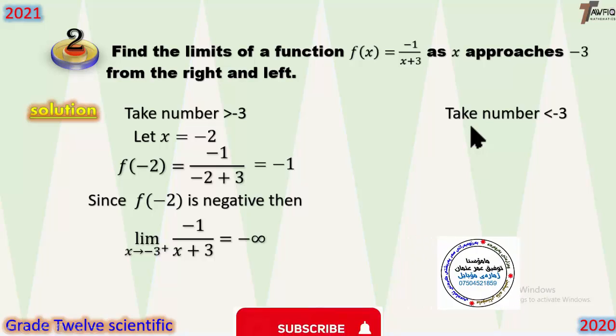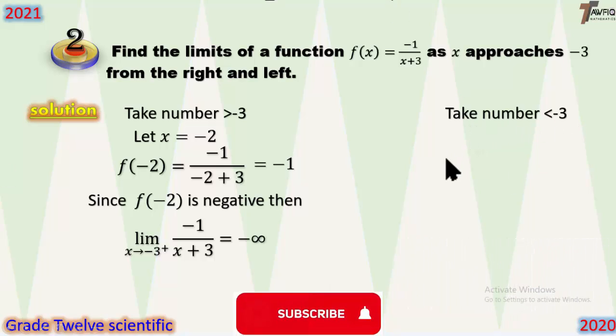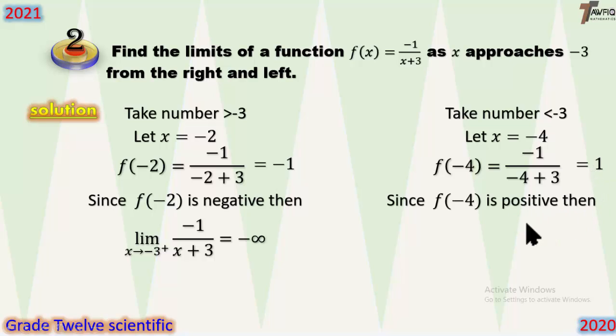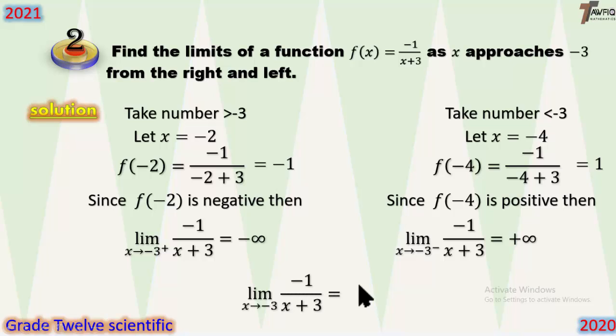Now take another number less than minus 3 and replace it here, let x be minus 4. f of minus 4 is minus 1 over (minus 4 plus 3), which equals 1. Since f of minus 4 is positive, then the limit from the left is positive. But the limit as x approaches minus 3 of minus 1 over (x plus 3) does not exist.